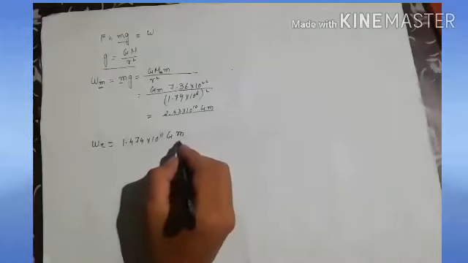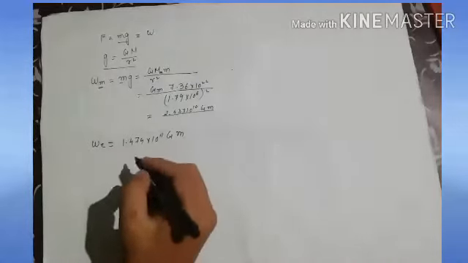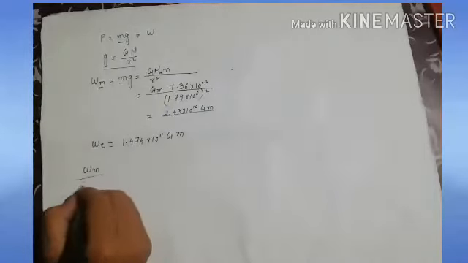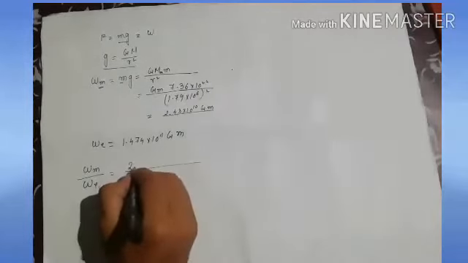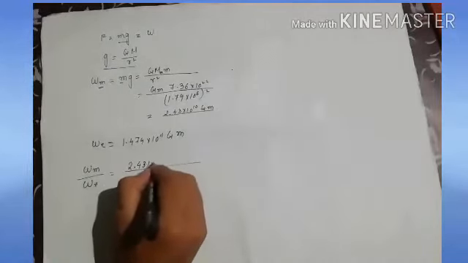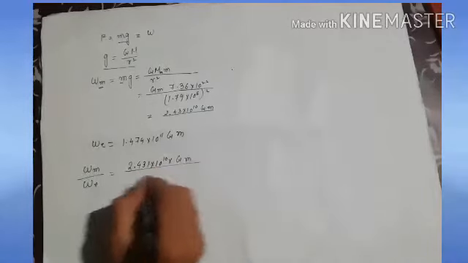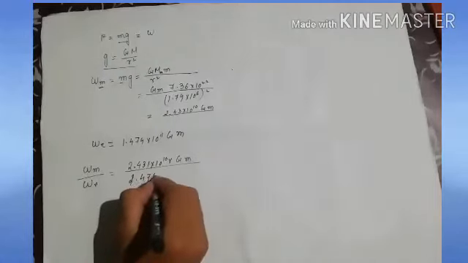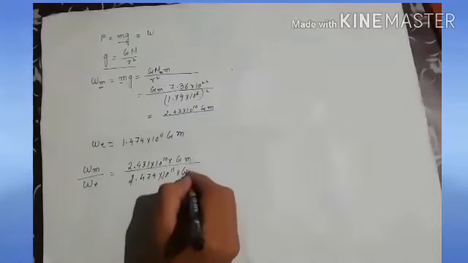Capital G small m. This will be the value. And now if you compare both of these, if you find the ratio, that is weight of anything on moon by weight of anything on earth, then it will be like this: 2.431 into 10 to the power 10 into capital G small m by 1.474 into 10 to the power 11 into capital G small m.